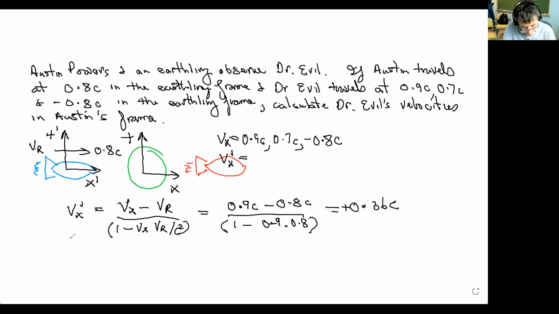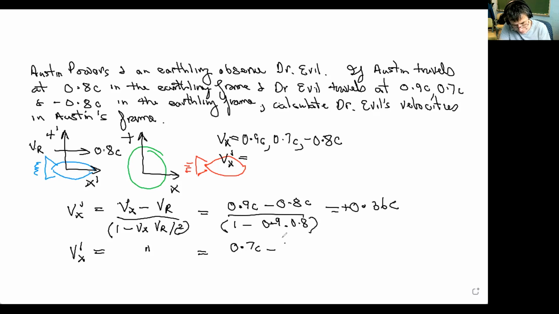Okay, so now we can do the calculation for the second speed that the Earthlings observed Dr. Evil to travel at. This is the 0.7 times the speed of light. So what does Austin Powers see the second speed for Dr. Evil to be? Again, we can use exactly the same Lorentz transform formula. I won't write it down again. We're just going to be plugging in different numbers. So the new number is that now Dr. Evil is traveling at 0.7 of the speed of light.